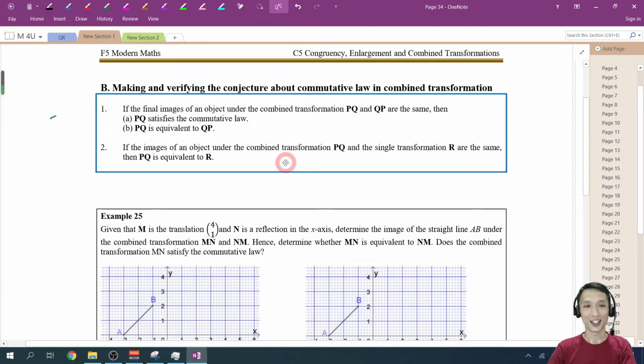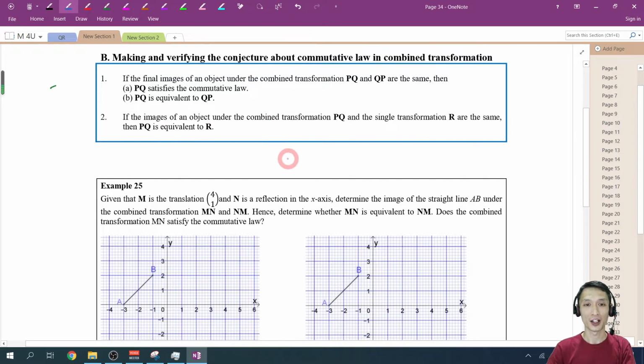Hi everybody, today let's talk about commutative law in combined transformations. Actually, in Form 1 you learned about commutative law, still remember? Two examples of commutative law are addition and multiplication.